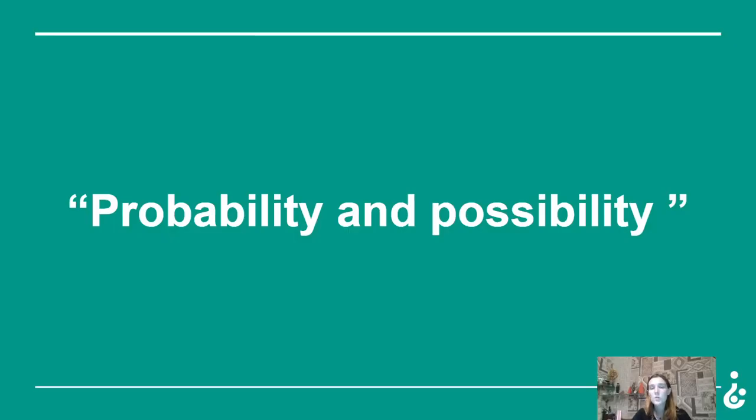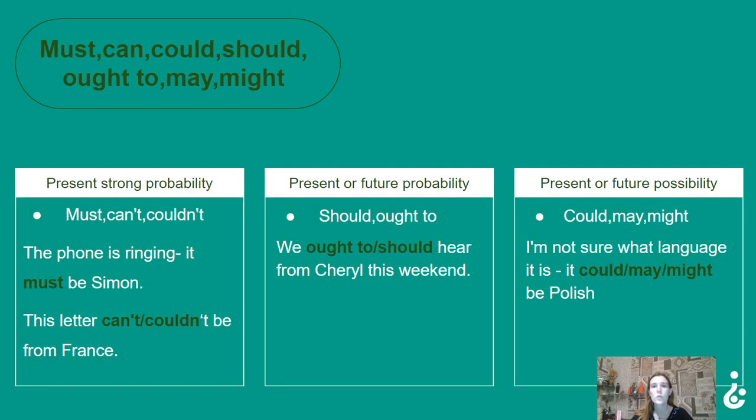Now let's talk about probability and possibility. For probability and possibility, we use must, can, could, should, ought to, may, and might. For present strong probability, we use must, can't, or couldn't. The phone is ringing, it must be Simon. This letter can't or couldn't be from friends.